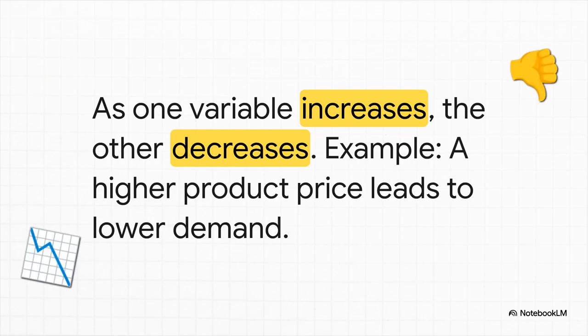Then you have the flip side, negative correlation. This is where the two things move in opposite directions, kind of like a seesaw. As one side goes up, the other side comes down. Think about supply and demand. When the price of something really popular goes way up, what happens? The number of people who want to buy it, the demand, usually goes down.